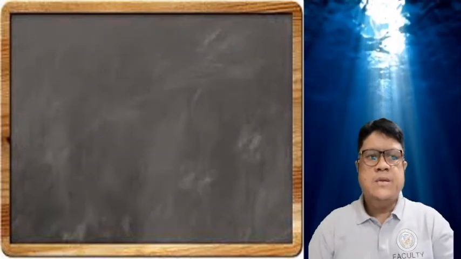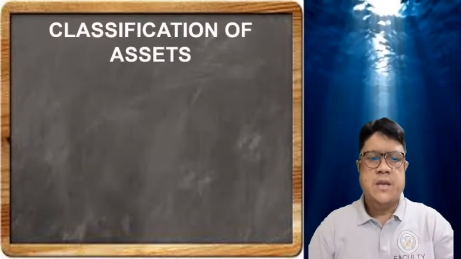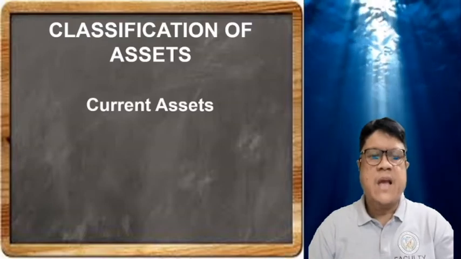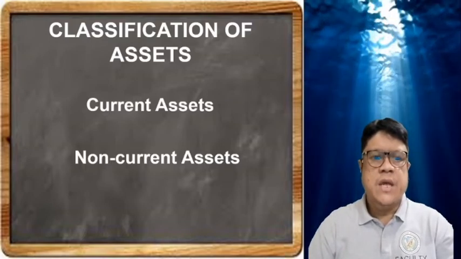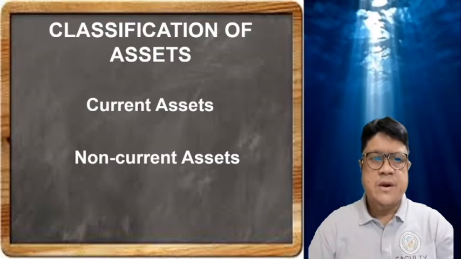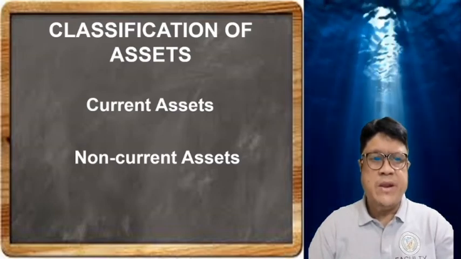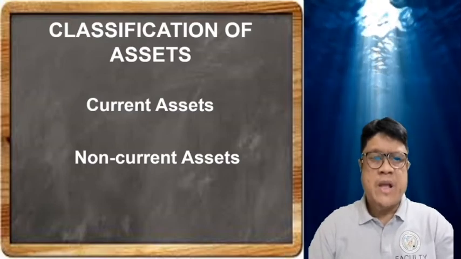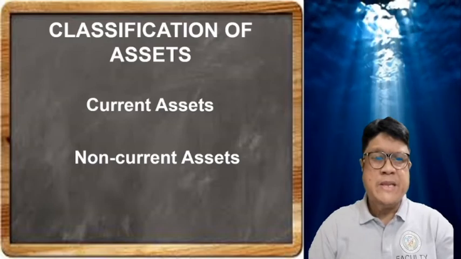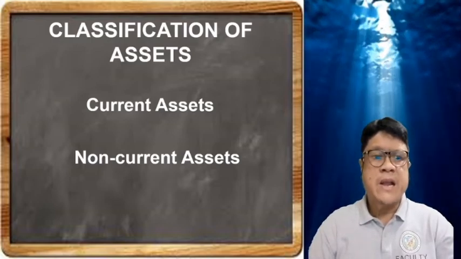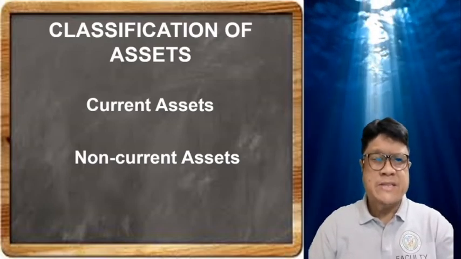There are two major classifications of assets, the current assets and the non-current assets. Current assets are cash and other resources that are expected to turn to cash or to be used up within 1 year of the balance sheet date. If the company's operating cycle is not longer than 1 year, an item is a current asset. Non-current assets are the company's long-term investments for which the full value will not be realized within one accounting year.